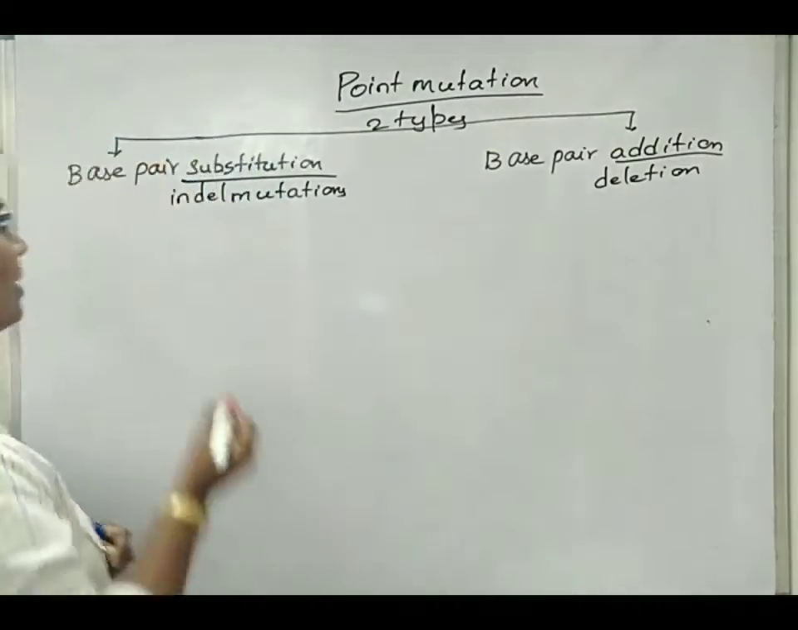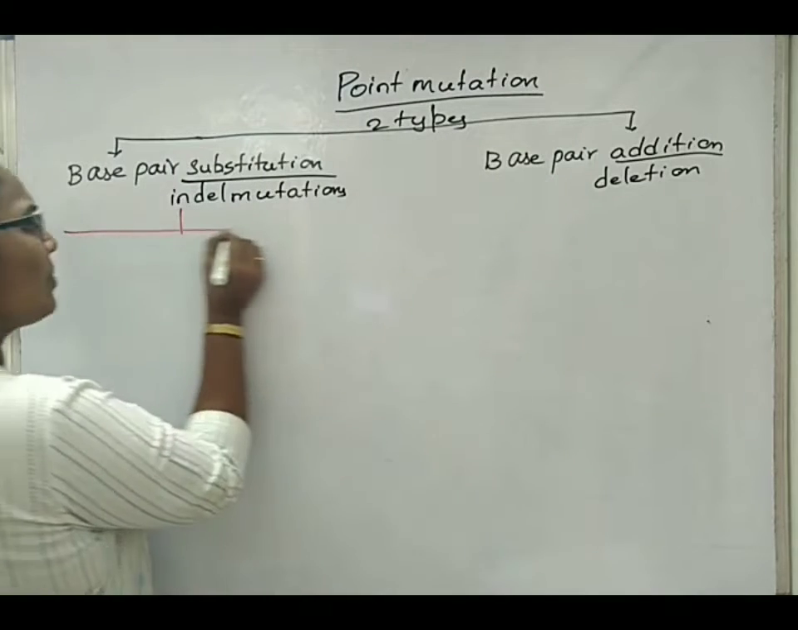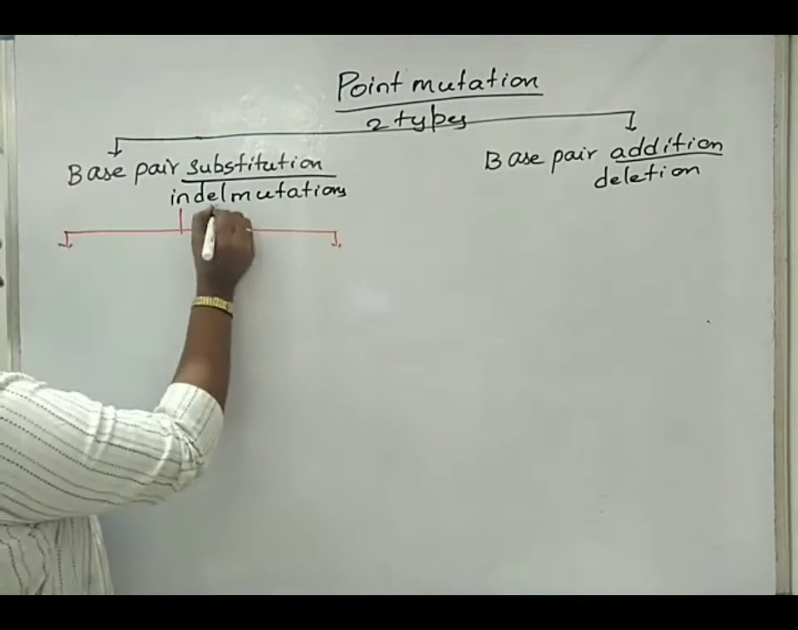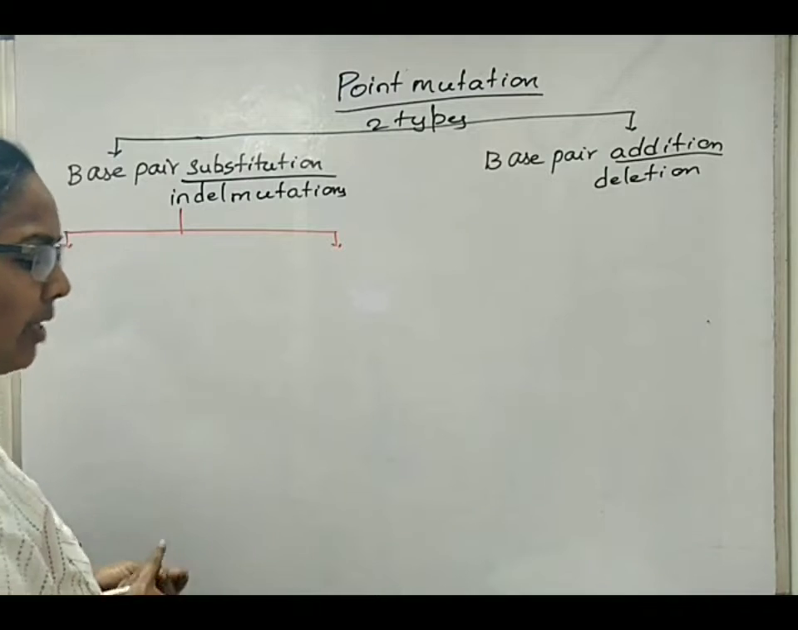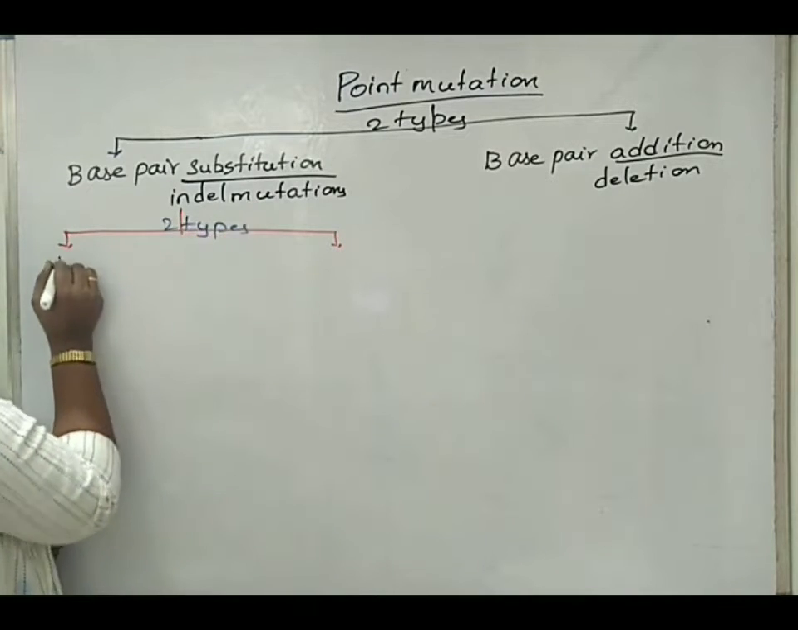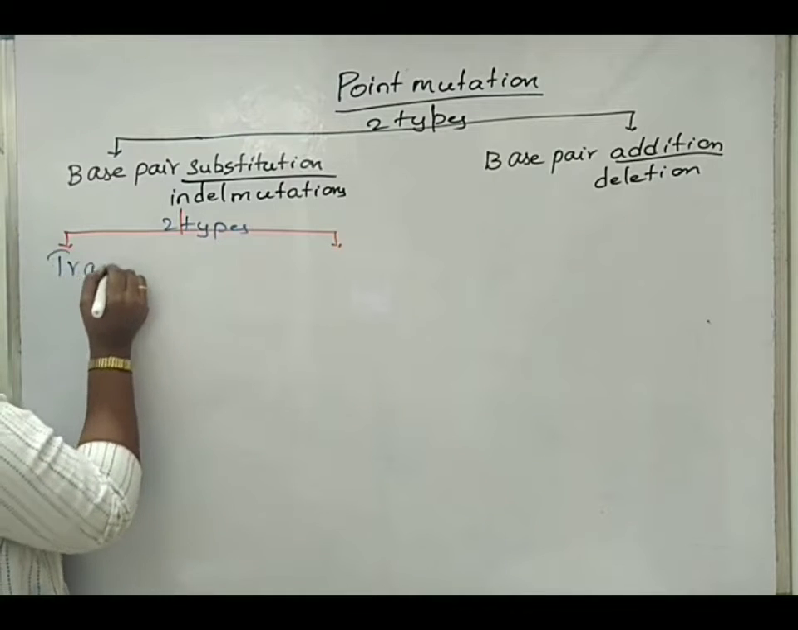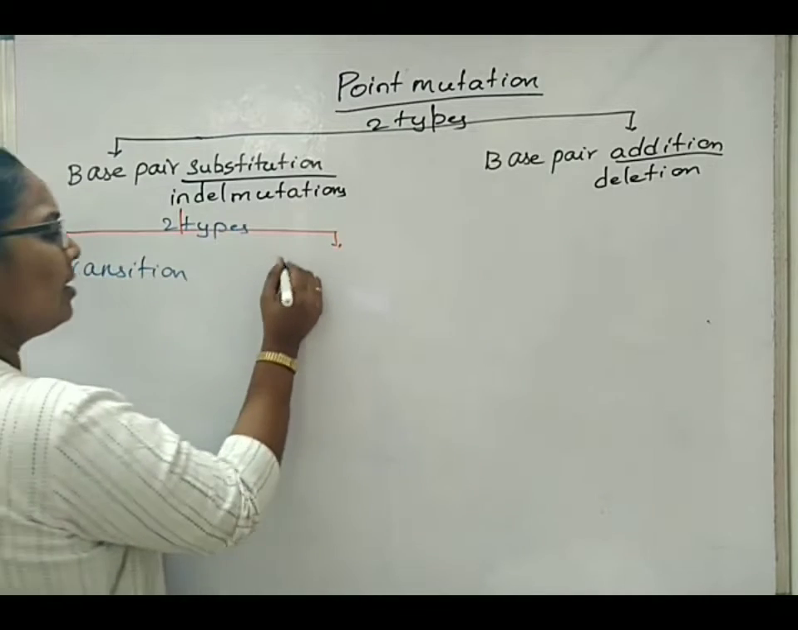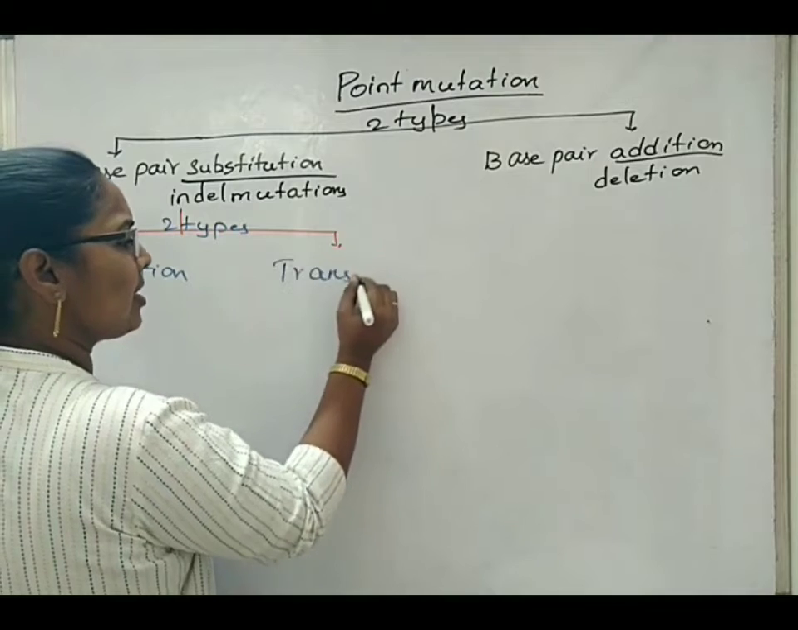Here, base pair substitution type of mutations are also called indel mutations. This is another term given further. This is of two types again. One is transition type of mutations. Another is transversion type of mutations.